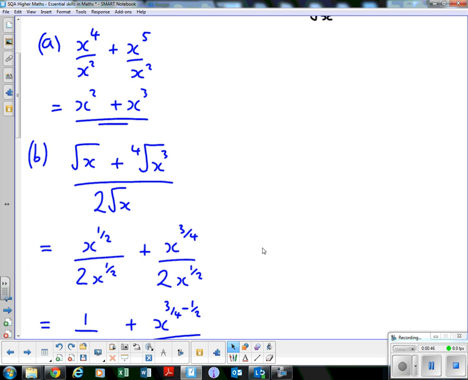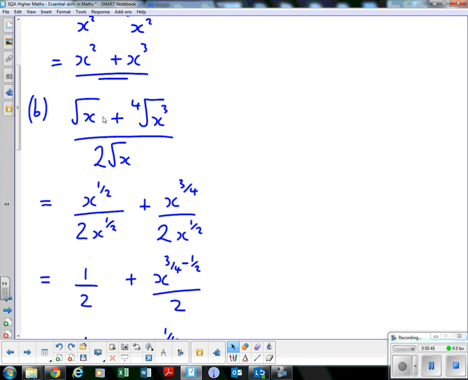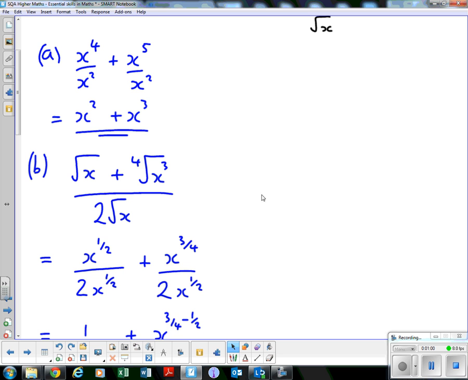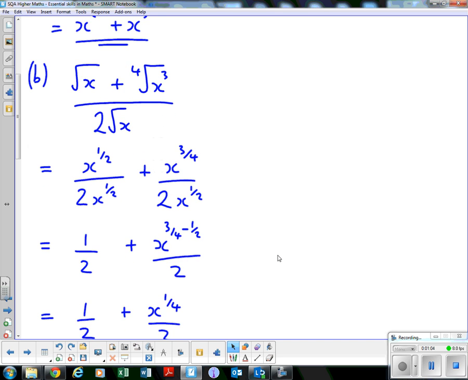Let's have a look at B. Root x plus the 4th root of x cubed all over 2 times root x. So again, we need to split up into two separate terms, just as we did in question A. So we're going to have root x over 2 root x, but we can write our roots as fractional indices, because we're going to have to do that if we're simplifying.